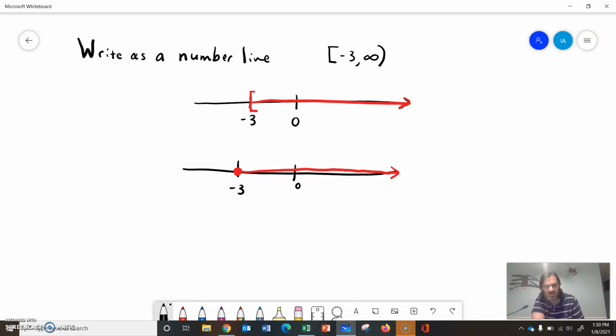Also, if we wanted to write it in inequality form, it might be easier to see it from a number line than interval notation, but we could say x is greater than or equal to -3. I guess we could also say -3 is less than or equal to x, but you definitely don't have to say both. But just giving you some options, or if you see it a little bit differently, letting you know you're okay.